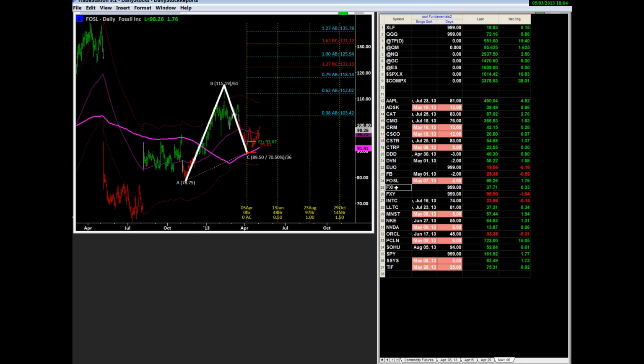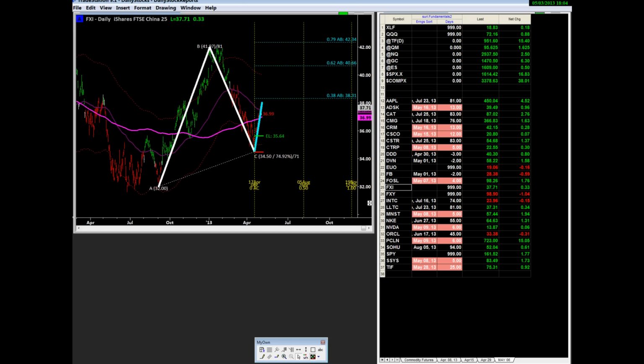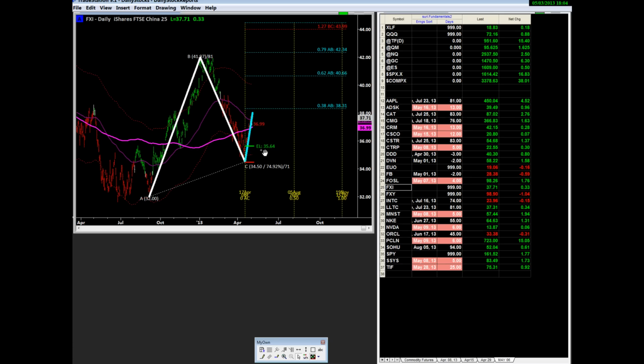Next is the FXI. This is China's ETF. This is showing quite a bit of strength, and that's the reason some of these Chinese stocks are really performing, and that's what I noticed last Friday when I posted it. Here is the FXI. So the FXI targets would be between $40 and $42.